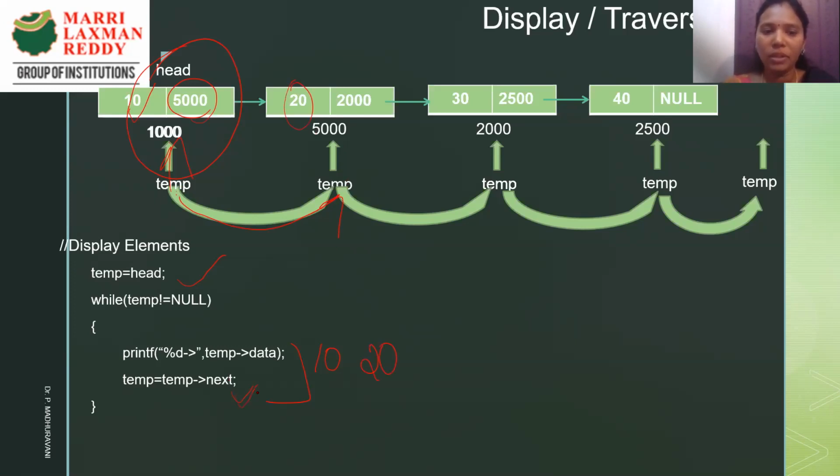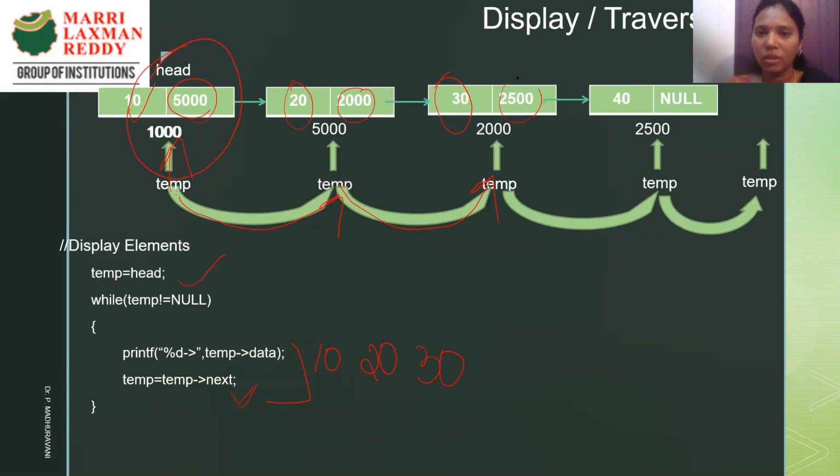Again, I am repeating the statement temp equal to temp arrow next. So this temp is moving to 2000. Now temp is pointing to the location 2000. Again, here it is printing temp arrow data. What is temp arrow data? 30. Now after printing 30, again I am moving temp to temp arrow next.